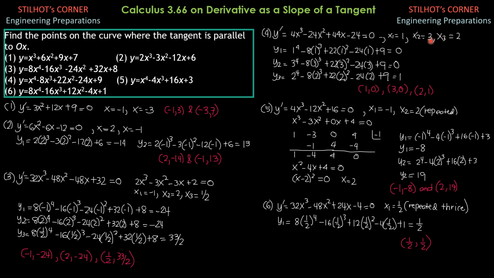Then when x is 3, 3 to the fourth minus 8 times 3 cubed plus 22 times 3 squared minus 24 times 3 plus 9 is also equal to 0. So the other point is (3, 0).